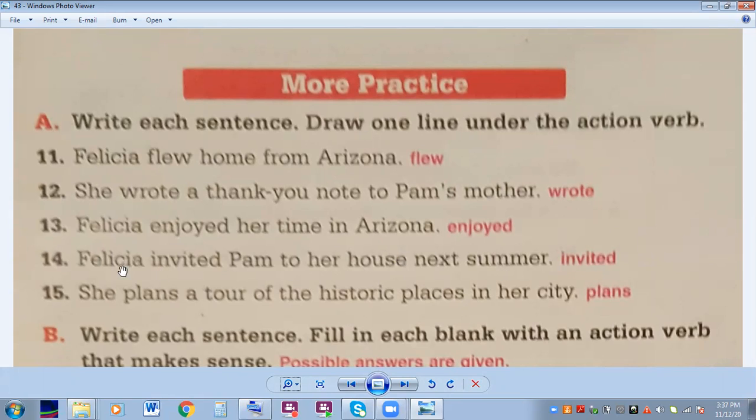Felicia invited Pam to her house next summer. Felicia again is my subject. And this time, what did she do? She invited.